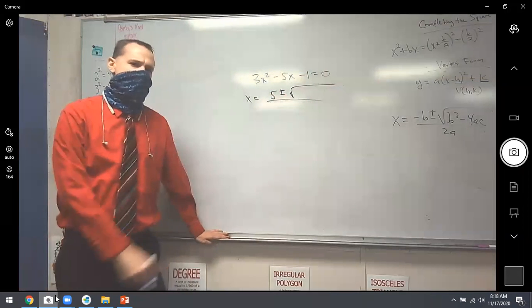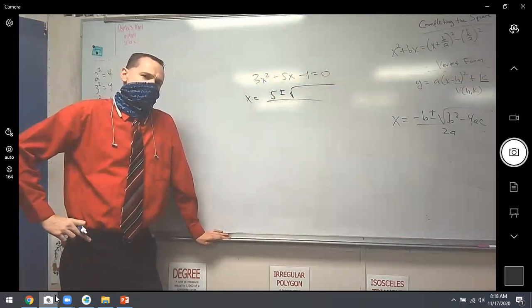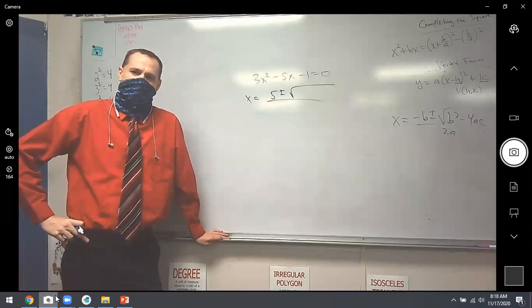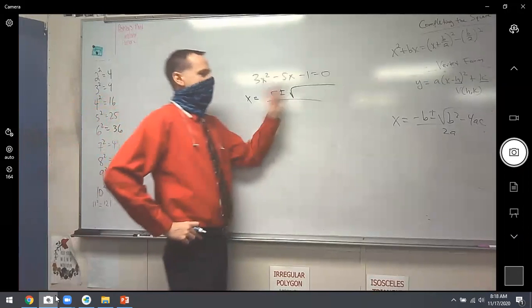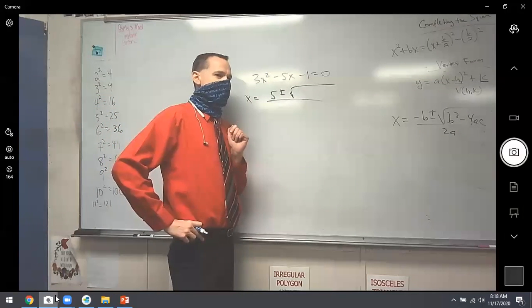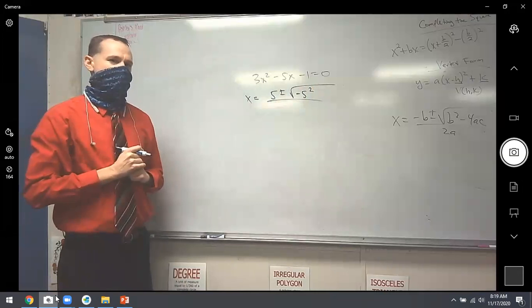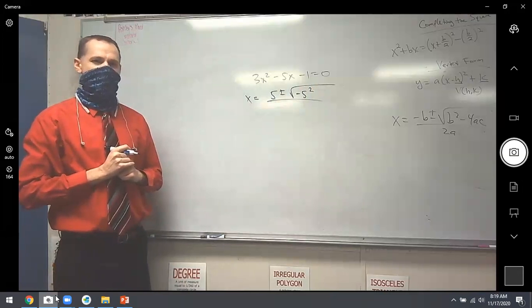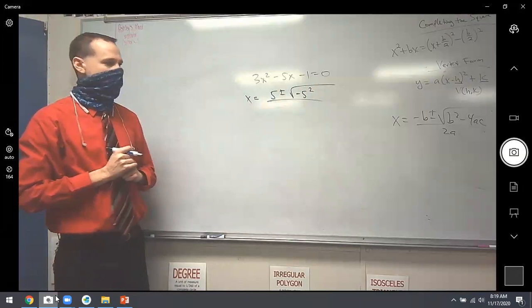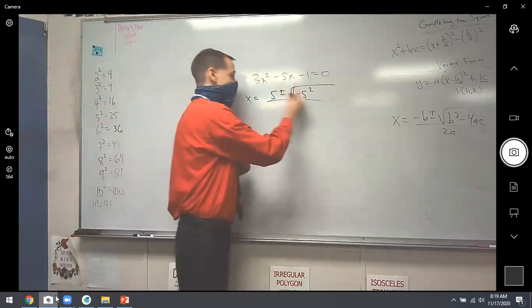Now, this is probably where people are going to jack up with their calculators. b was negative 5, right? So a lot of people are going to type negative 5 in their calculator, and then they're going to write squared. That is incorrect. Does anybody see why that won't work? I've got to put in parentheses.